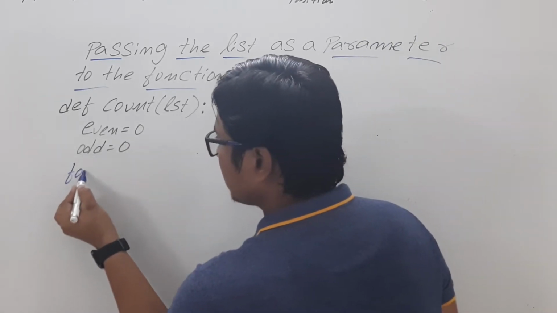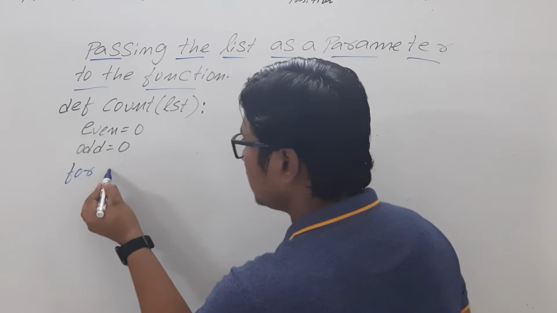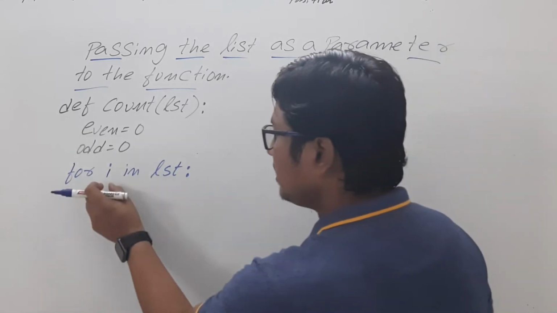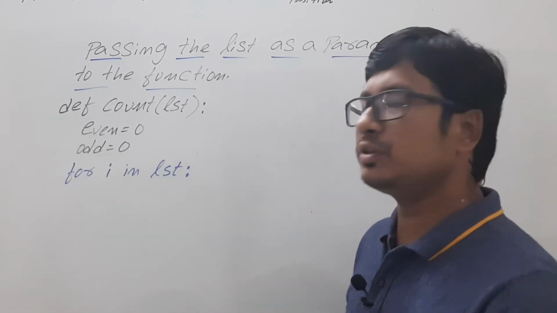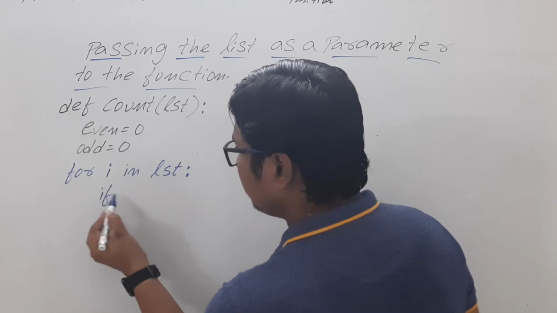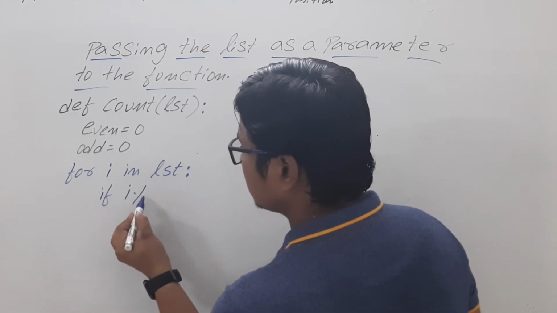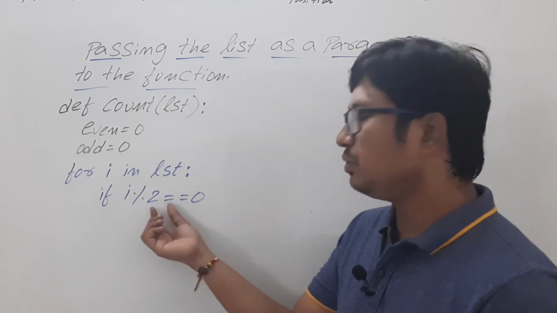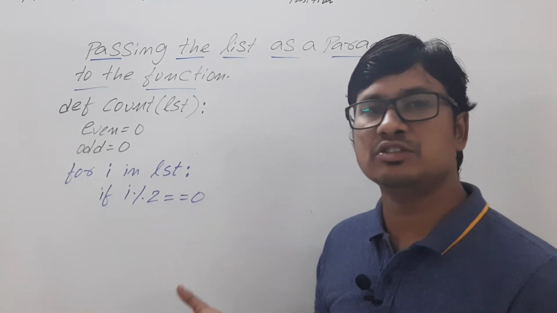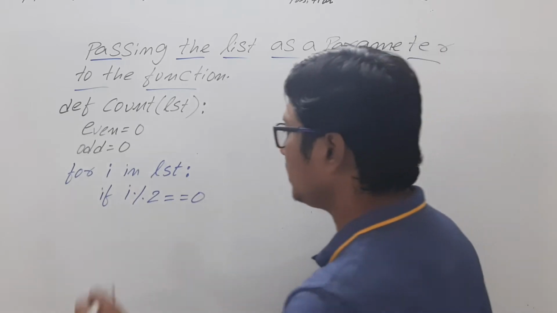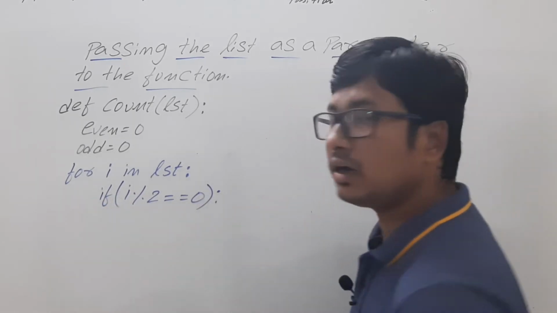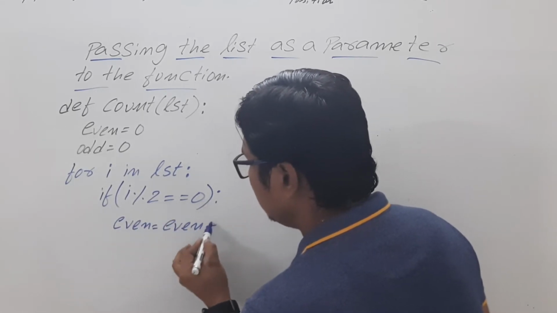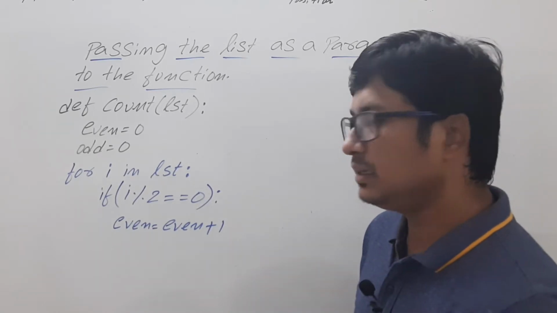Now, how can I access all the elements in the list? By using a loop. So for i in lst, this i will start from the first element and go up to the last element. Now, if i divided by 2 gives the remainder 0, then what is the significance of it? The element is even, okay? So then you need to increment the number of even numbers. You can write the statement as even is equal to even plus 1, okay?